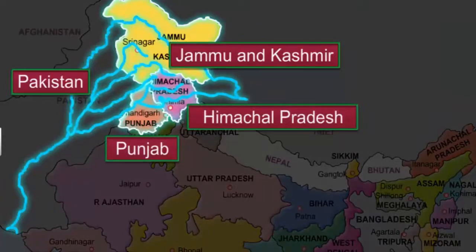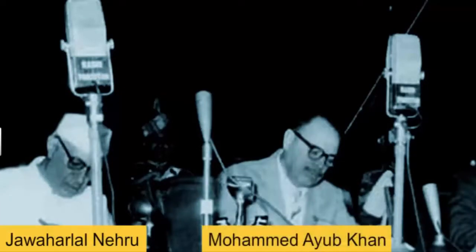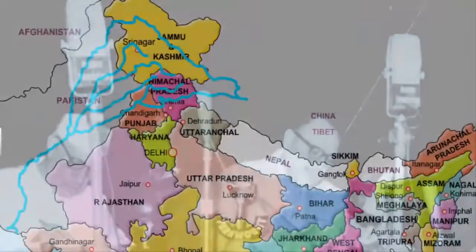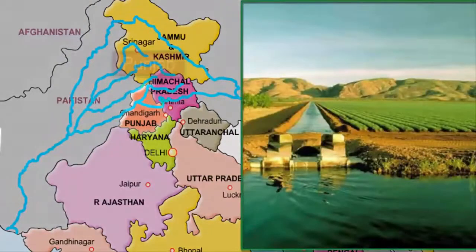In 1960, Jawaharlal Nehru and Muhammad Ayub Khan, the President of Pakistan, signed a treaty known as the Indus Water Treaty. According to this treaty, India could use 20% of the total water carried by the Indus River system. India's share of the water is mainly used for irrigation in Punjab, Haryana, and the southern and western parts of Rajasthan.